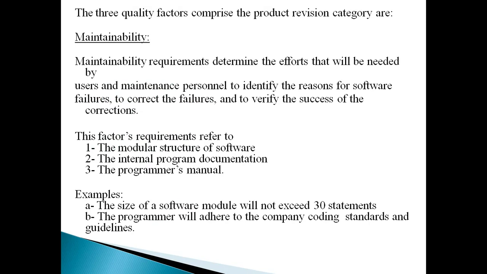Maintainability requirement determines the efforts that will be needed by the users and maintenance personnel to identify the reason for software failures, then correct the failures, and verify the success of the correction. These requirements refer to first the modular structure of software, the internal program documentation, and the programmer's manual. Example: the size of software module will not exceed 30 statements. The programmer will adhere to the company coding standards and guidelines.